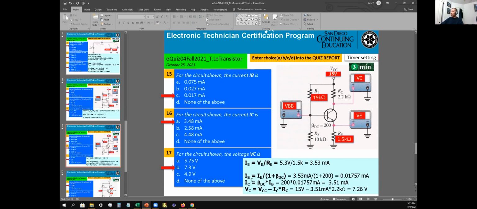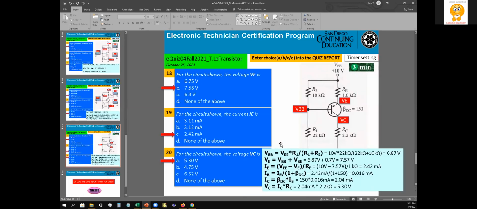Okay, number 17, for the circuit showing the voltage VC. We go through the whole process. VC equals VCC minus the voltage drop over RC here. That would be 15 minus 3.51 milliamps times 2.2 kilo ohms, which yields 7.26 volts. I'll round it up, 7.3 volts. So the answer is B as in Bob for number 17. So any questions on 15, 16, or 17? No. Okay, good. All right, next set.